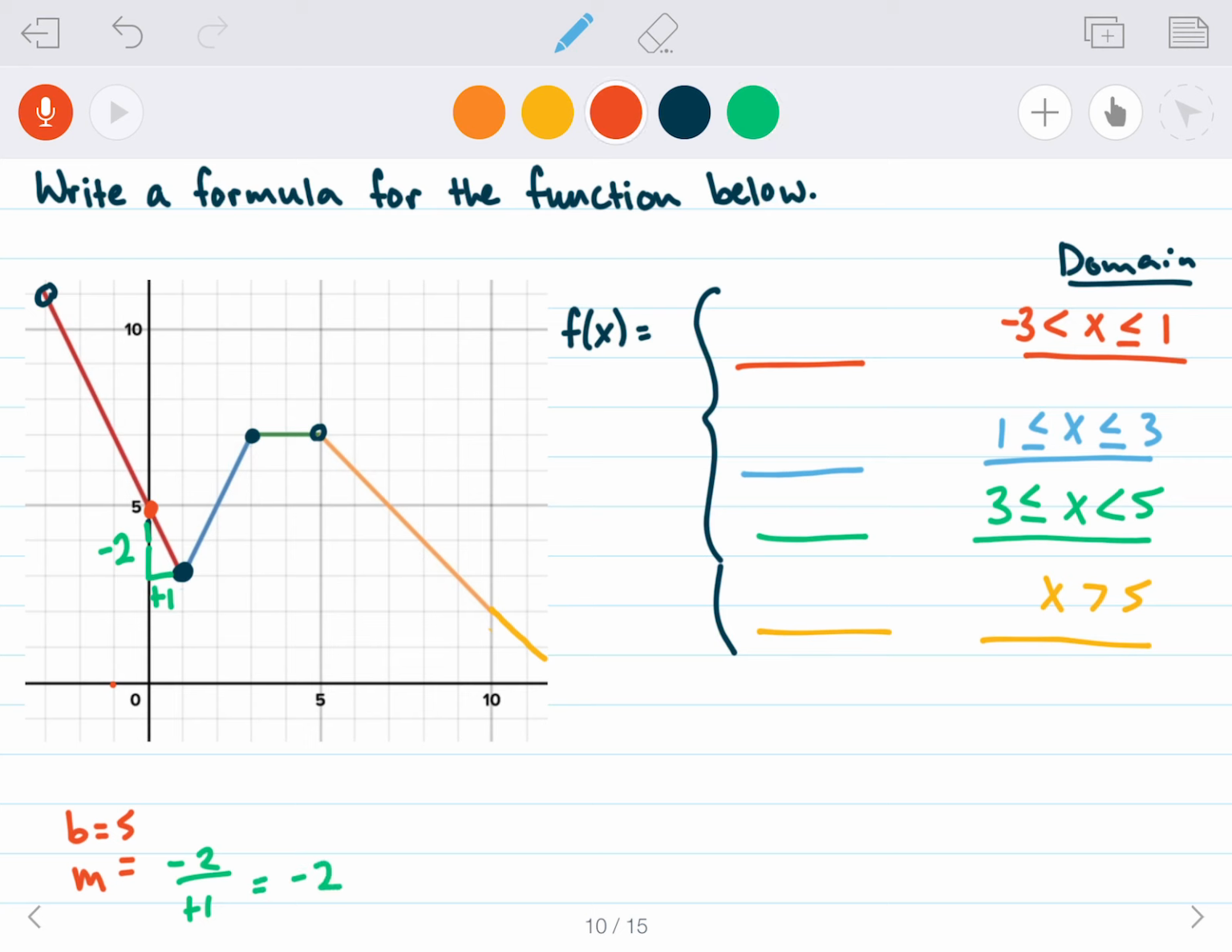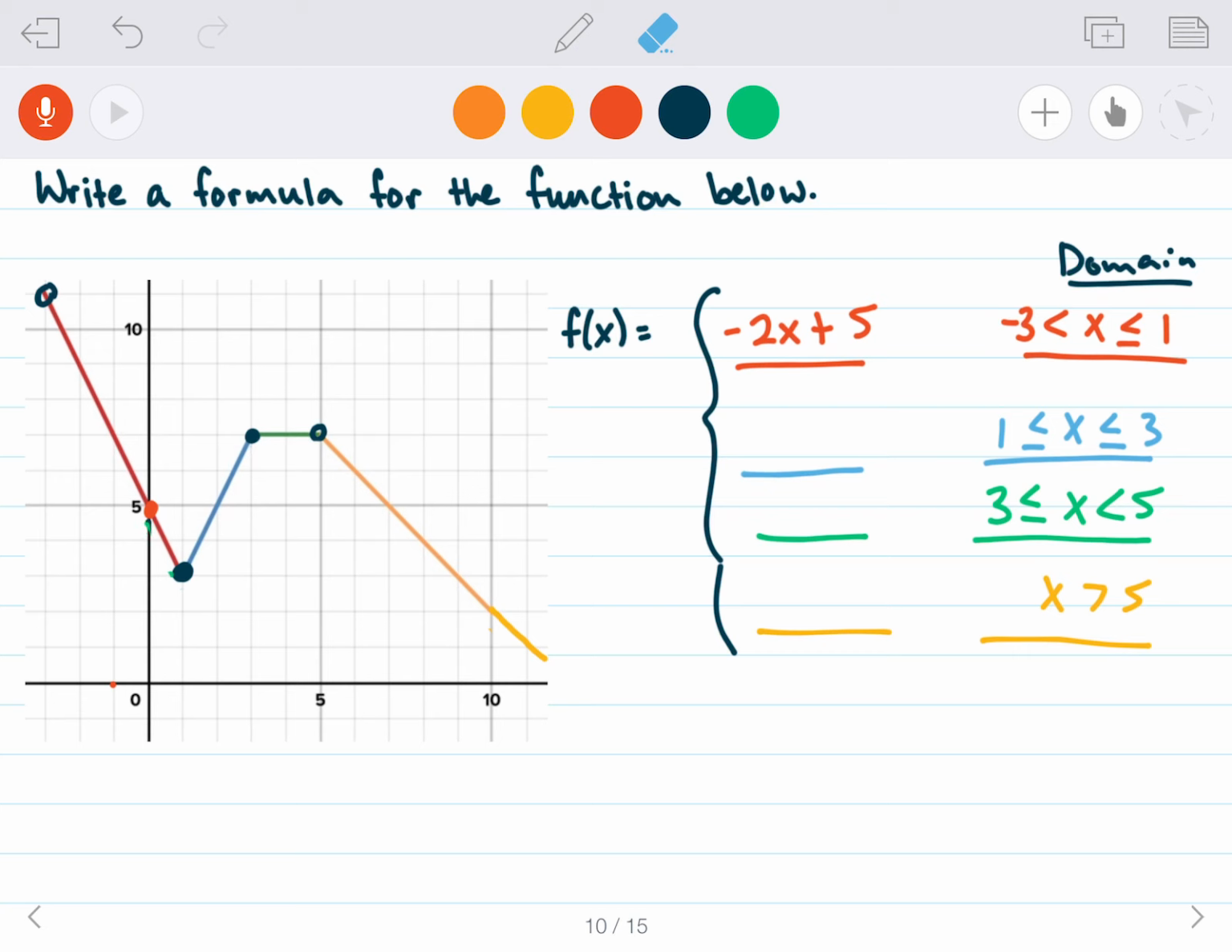And so my function of that red line, it's going to be y equals m, which is -2x plus 5. So that's my rule that I'm going to write up here. And I don't have to write the y because the y is already there, technically. All right, very nice. Now let's check out the blue one.